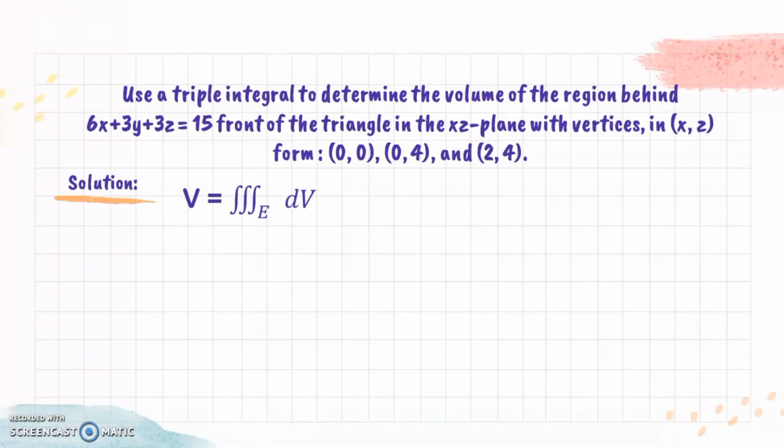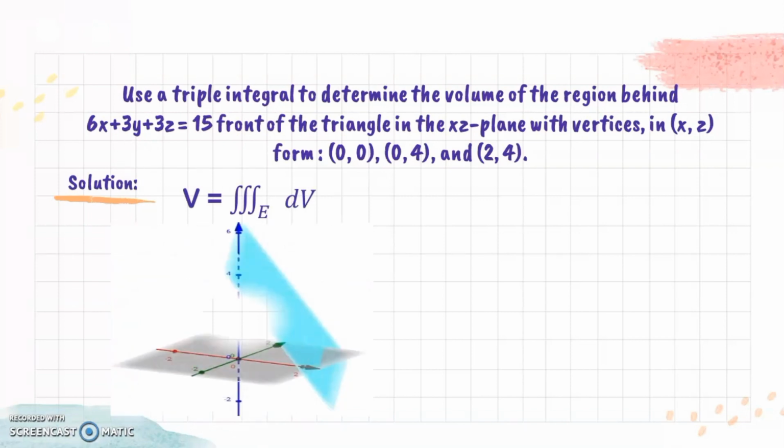Now, let's proceed with the sketch or analysis of the region that we are dealing with. So it says here that we need to get the volume of the region behind 6x plus 3y plus 3z equals 15. If we input this equation into GeoGebra, it looks like this. Here is the plane, and what we are trying to get is the volume of the region behind it.